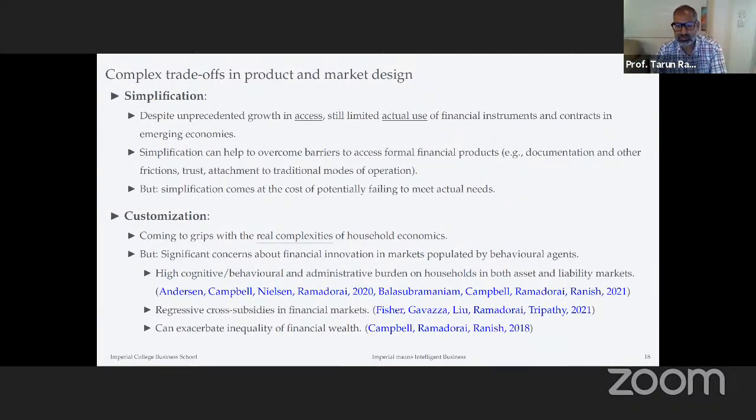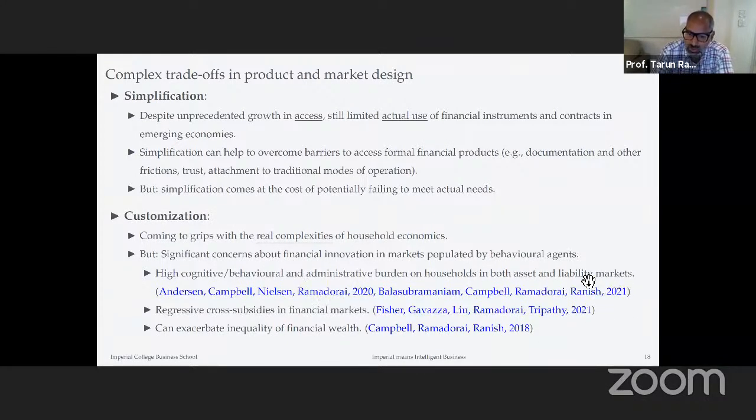which is that when markets are populated by behavioral agents that don't optimize in the same way that a rational, calculating individual might, but have behavioral features like preferences and beliefs that are increasingly becoming standard in the economics literature, though one might think of them as non-standard relative to the rational caricature of Homo economicus, what you can start to see here is that in these markets, there's a high cognitive, behavioral, and administrative burden on households in both asset and liability markets when you offer them complex options, however well-meaning those complex options might be. And so I want to talk to you about studies from both Denmark, which I have here. This paper is in the American Economic Review in 2020.